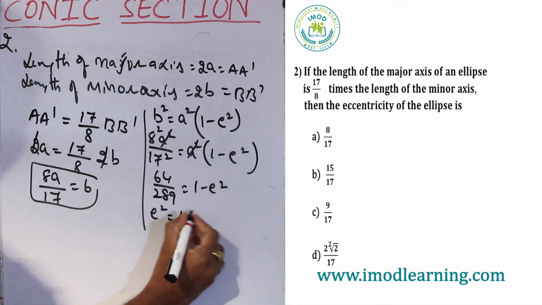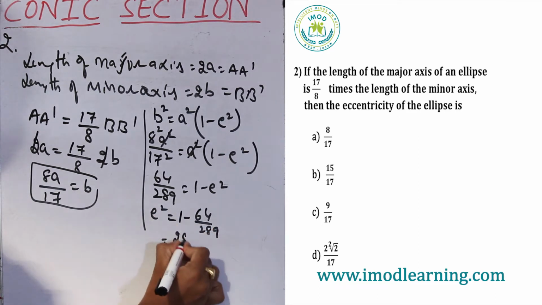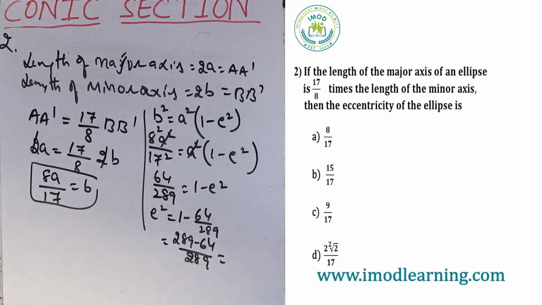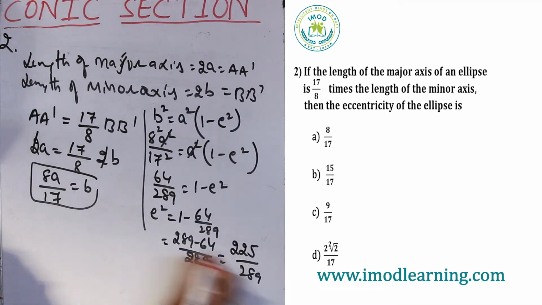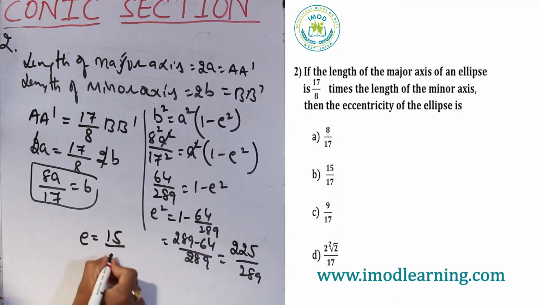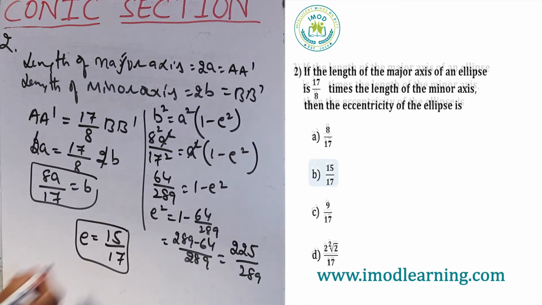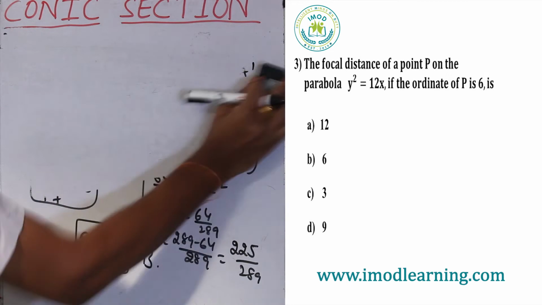Take e square to this side: 1 minus 64 divided by 289, or in other words 289 minus 64 divided by 289. 289 minus 64 is 225 divided by 289. So e is equal to root of 225, which is 15, divided by root of 289, which is 17. The eccentricity of the given ellipse is 15 by 17. Answer is B.